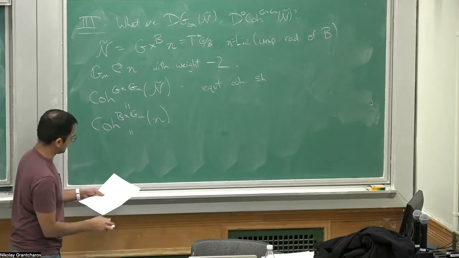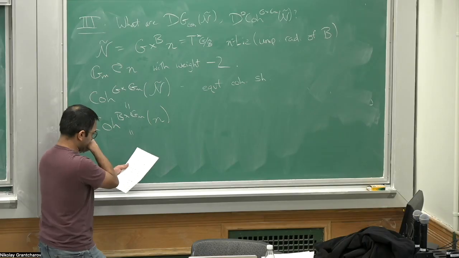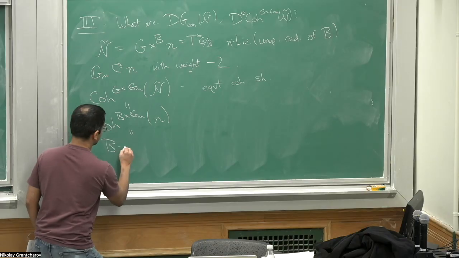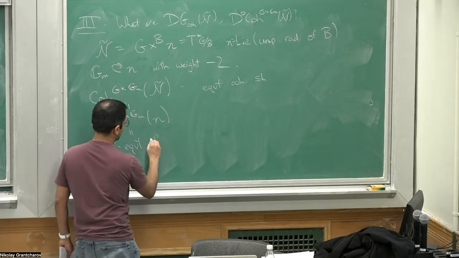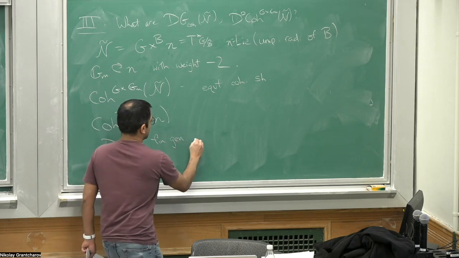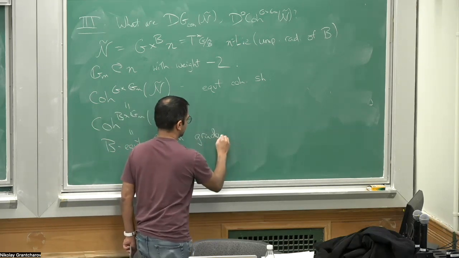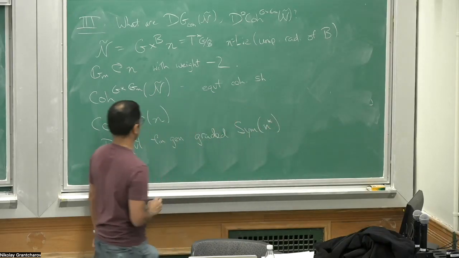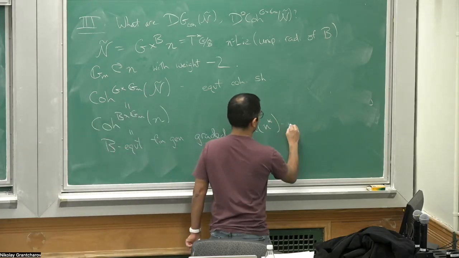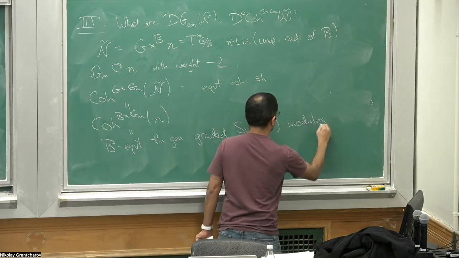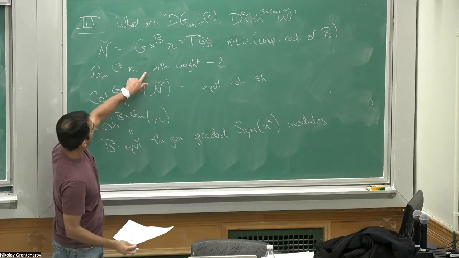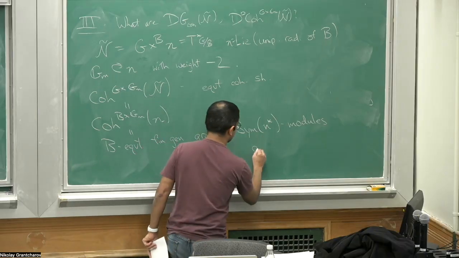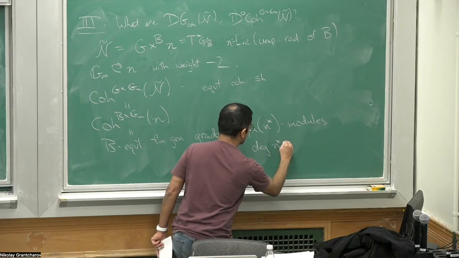So this is the same as B equivariant finitely generated graded modules over the symmetric algebra on the dual. And because I made this act with weight -2, the grading on the symmetric algebra is in positive even degrees. So the degree of N dual is 2.